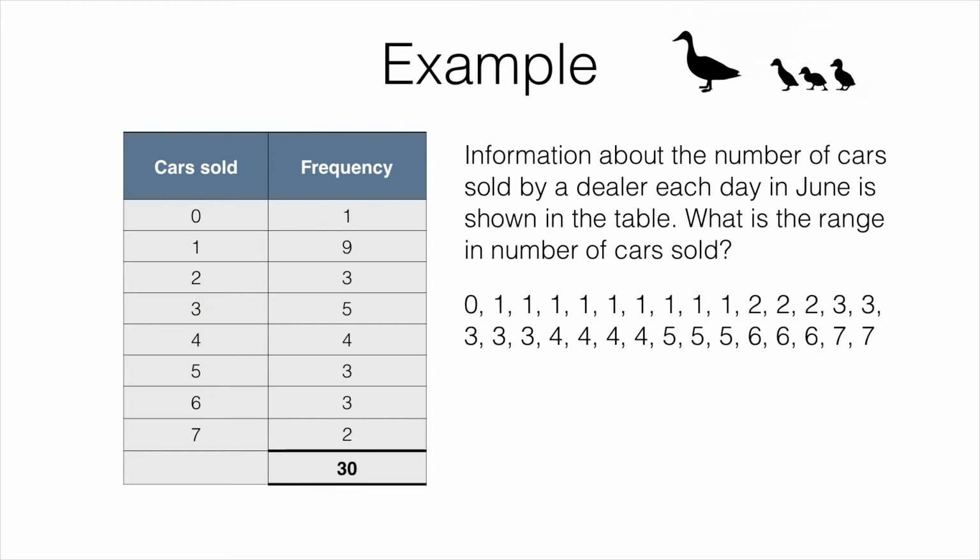These are the numbers of cars sold on each of the 30 days in June. And you can see really clearly now that the highest number of cars sold was 7, and the lowest number of cars sold was 0. So the range is 7 subtract 0, as we already said, and that gives us an answer of 7 cars.